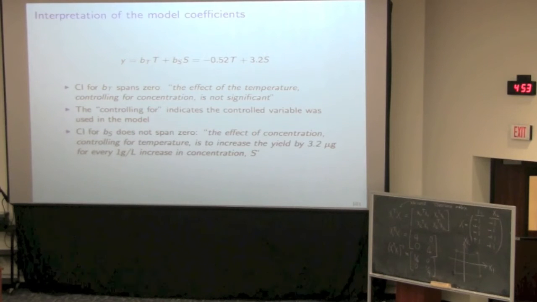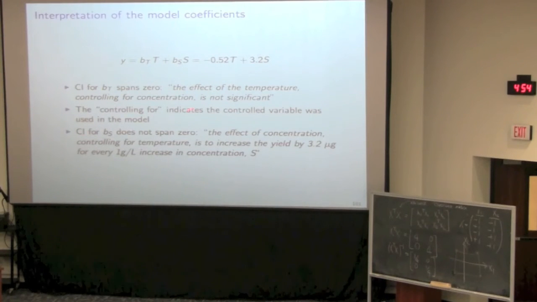Let's say we go to R and ask R to calculate this model for us. It calculates the minus 0.52 and the 3.2, and R will also calculate confidence intervals. The BT value is minus 0.52, but let's say the confidence interval for BT is two numbers that span zero. Then our interpretation for temperature is that the effect of temperature, controlling for concentration, is not significant. Controlling for concentration refers to the concentration of S.